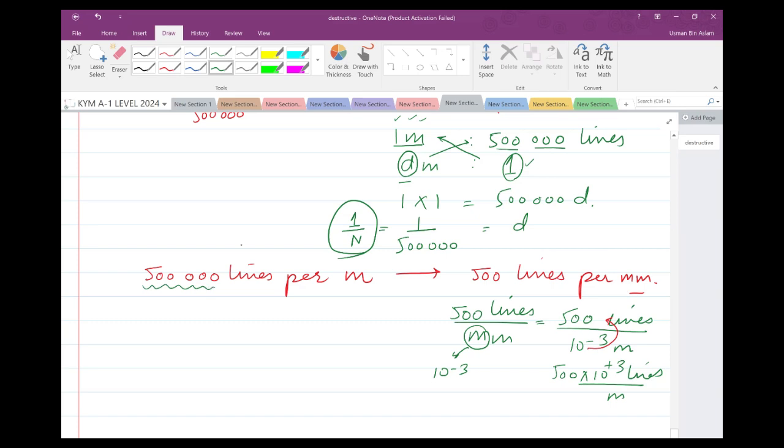So in some cases, the examiner can give you lines per meter. In other cases, the examiner can give you lines per millimeter. So if it's lines per millimeter, you should convert it into meters. That's all I'm trying to tell you. Okay, any question? No. Okay, that's great. I'm going to show you one more thing for today.